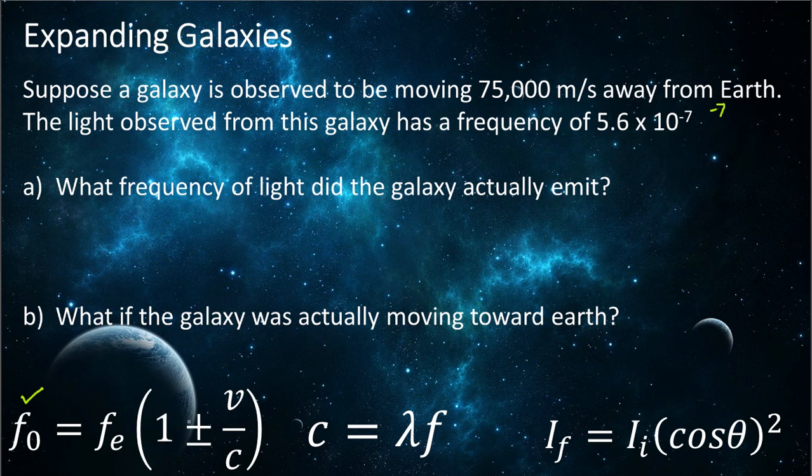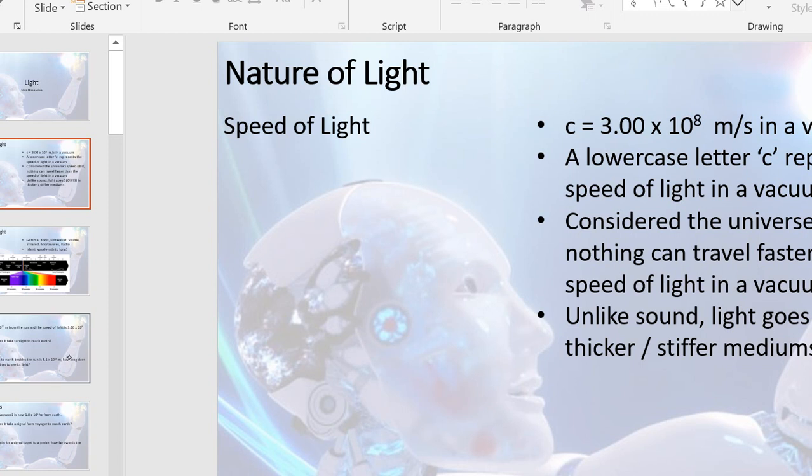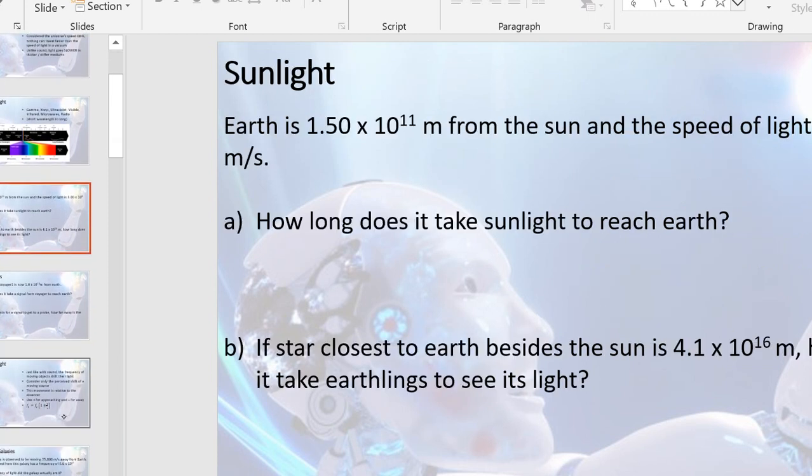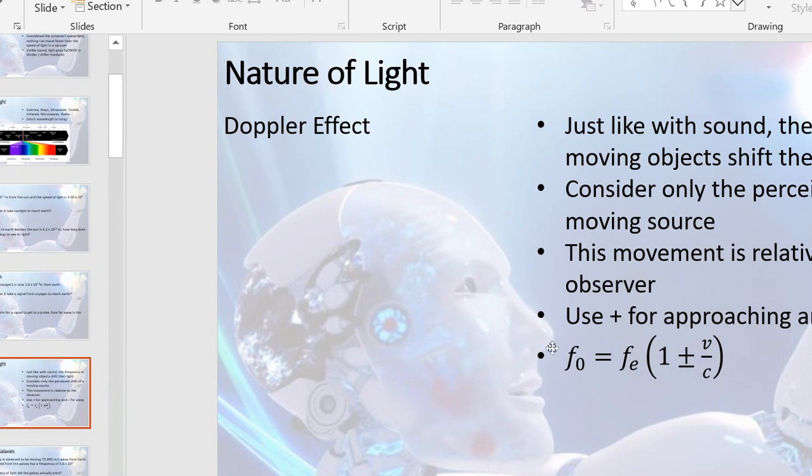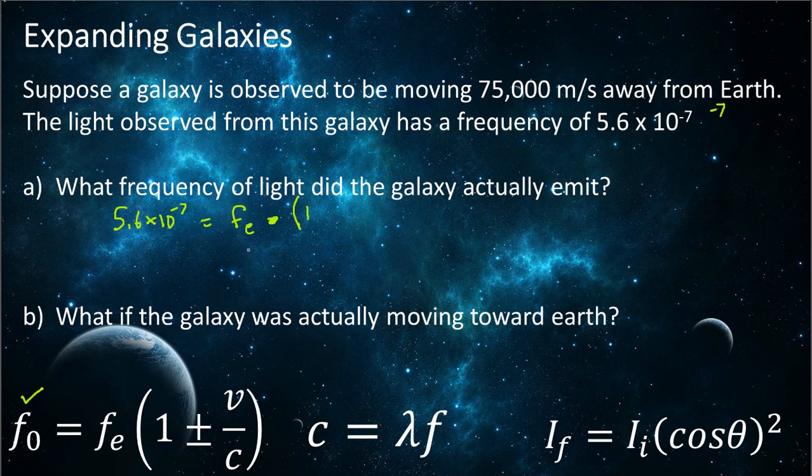So for the redshift, our observed frequency is this 5.6 times 10 to the negative 7th. That's going to equal our emitted frequency, or source, your book probably uses an FS there, times 1. Now I actually do forget, so let me look it up in our notes, which way it needs to go. Let's see. Plus for approaching, minus for moving away. So minus the velocity is 75,000 divided by the speed of light, c.